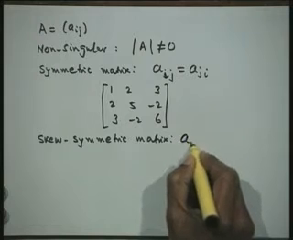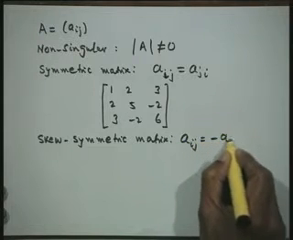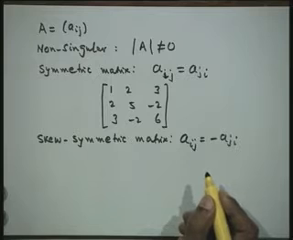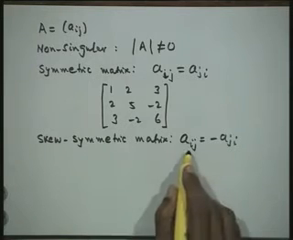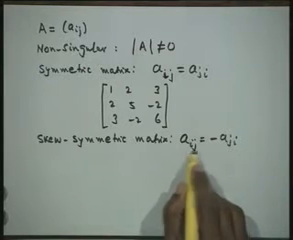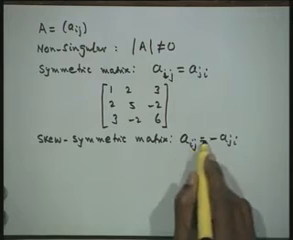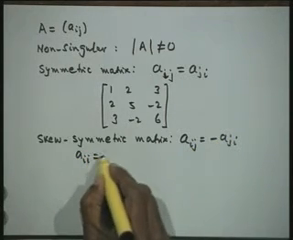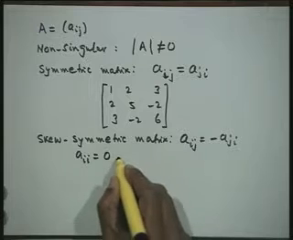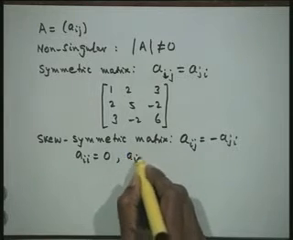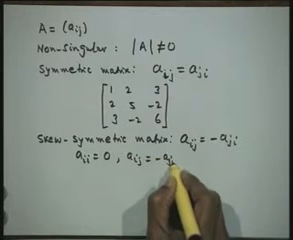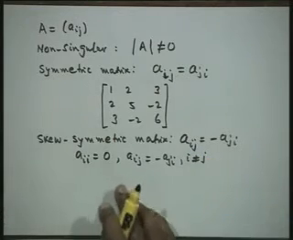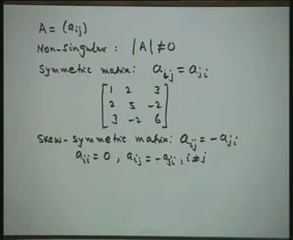In other words, these elements satisfy Aij is equal to minus Aji. Now we can obviously see, by setting i equal to j, we get Aii is equal to minus Aii. That means the diagonal elements are always 0, and obviously Aij is equal to minus Aji for all other elements, i not equal to j. So the diagonal elements for a skew symmetric matrix are always 0.